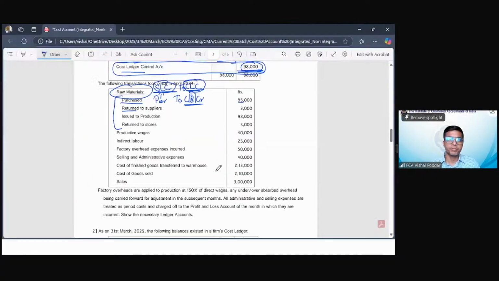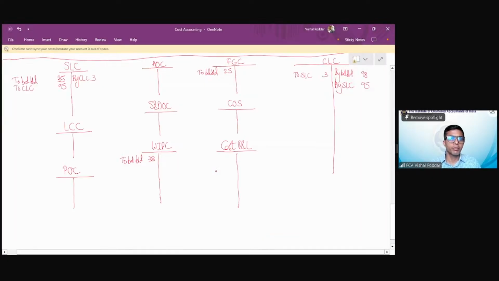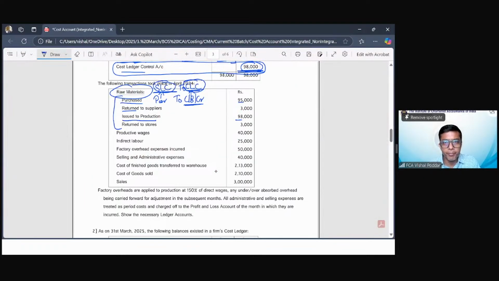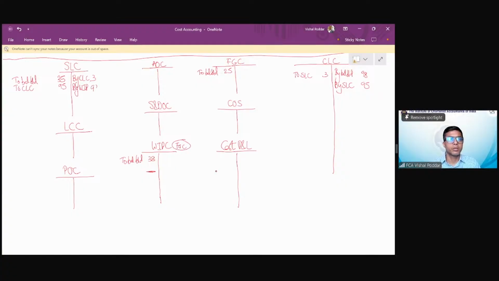Fine with all? Then materials are now sent for production. So when I'm sending to production, if you remember, we have to transfer it to the factory. This represents your factory where the production is happening. So I will be transferring it to the factory. How much is the amount? 98. Okay. So from stores, the material is going to the WIP account. So WIP is debited and stores is credited.